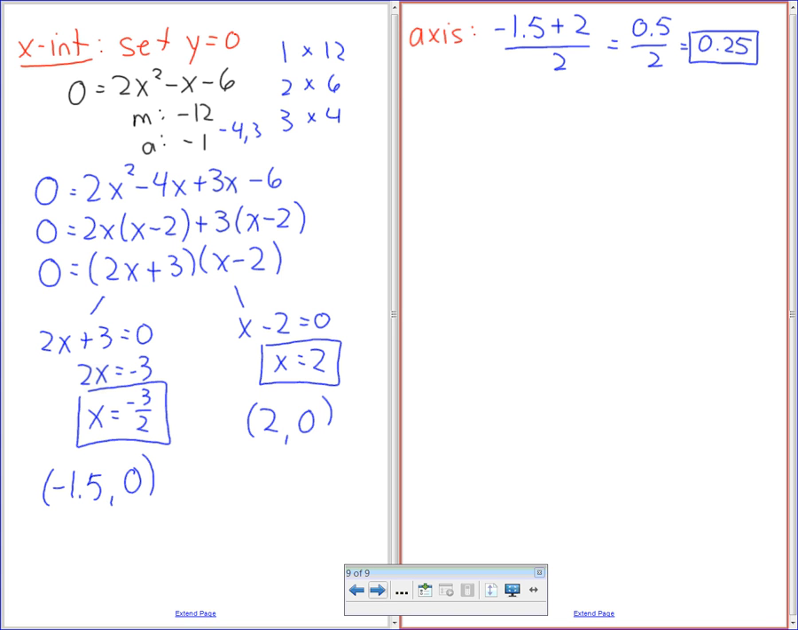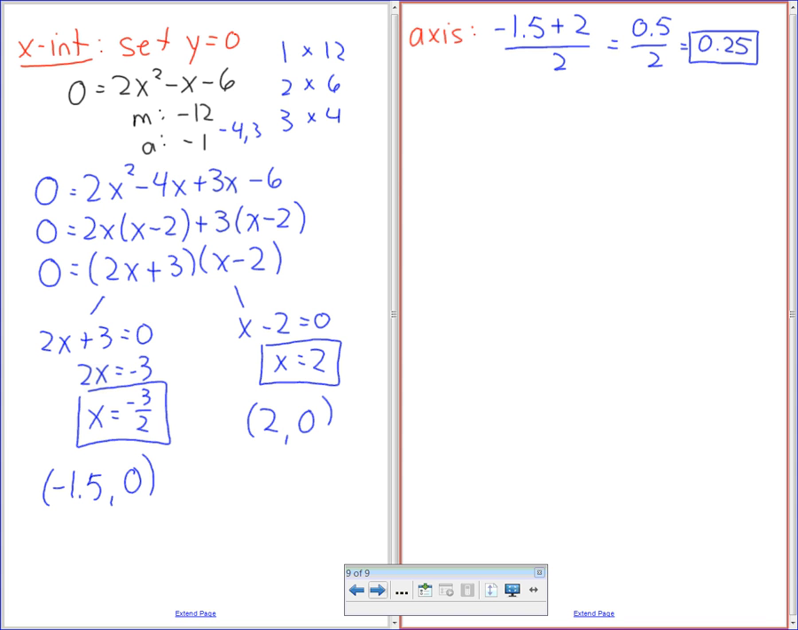So let's just make sure we know how I got that. I went too quickly because I'm a math teacher. What I just did was add the two x-intercepts. The numbers came from here and here. Add them together, divided by 2. That's going to be the middle of them. So it's 0.5 divided by 2, which is 0.25.